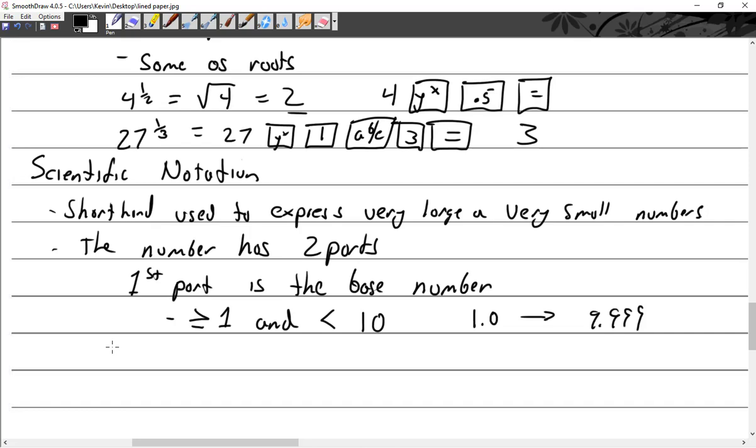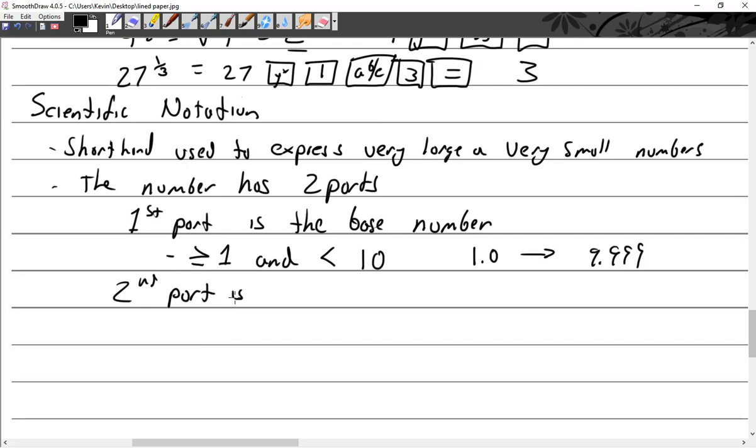You can actually write it incorrectly, and you'll see it written incorrectly, and you should be able to go, oh, I know what they mean. But proper is this way. So the second part is the power of 10.